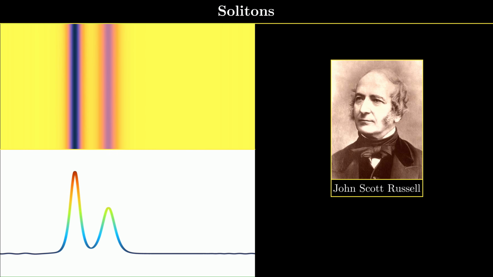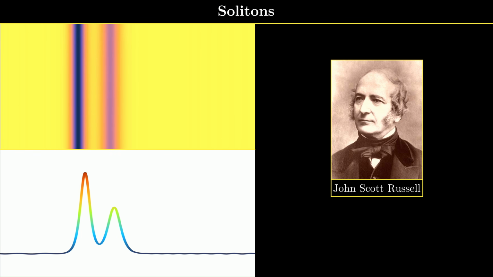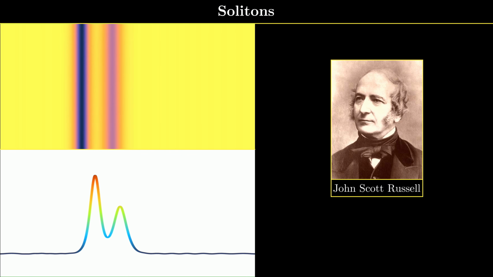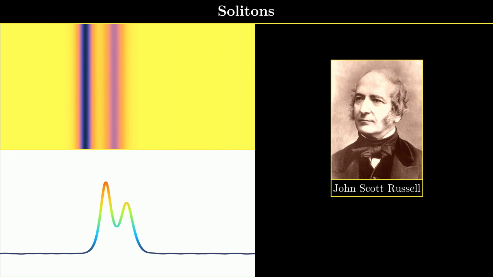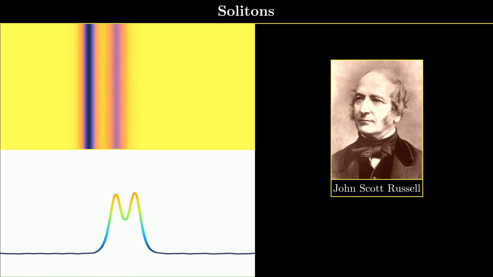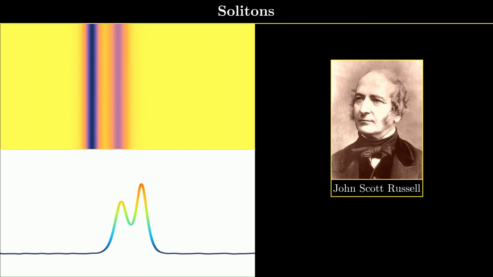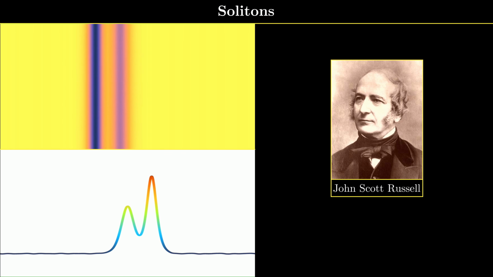For instance, in the first half of the 19th century, the English engineer John Scott Russell noticed that under certain conditions, a solitary wave forms on water, capable of propagating without changing its shape and without loss of energy. Today, such waves are called solitons.